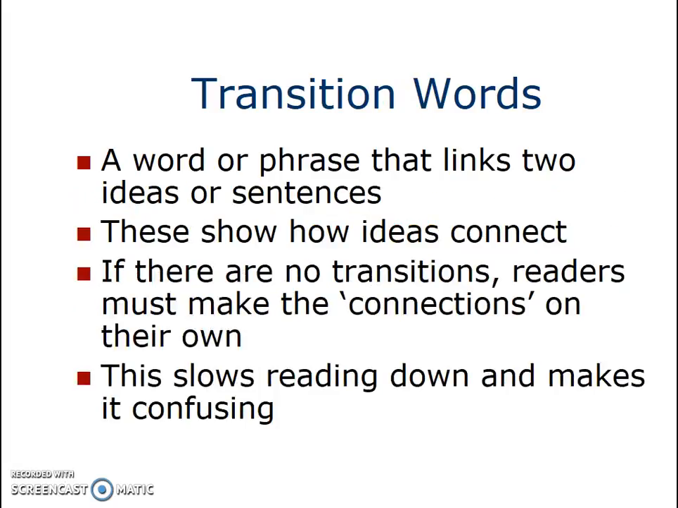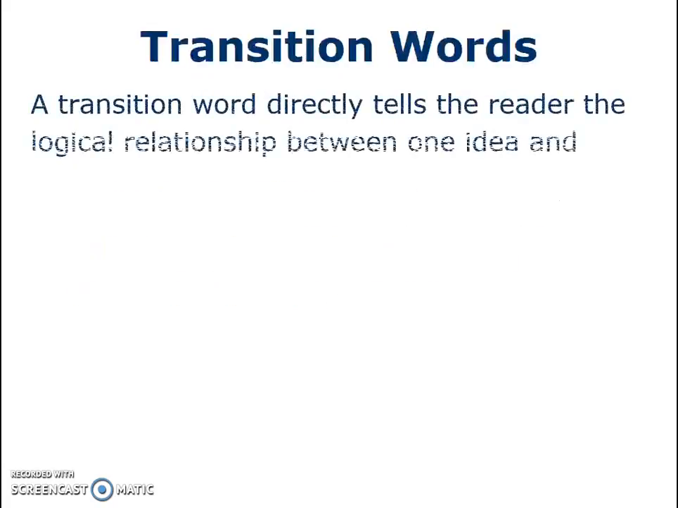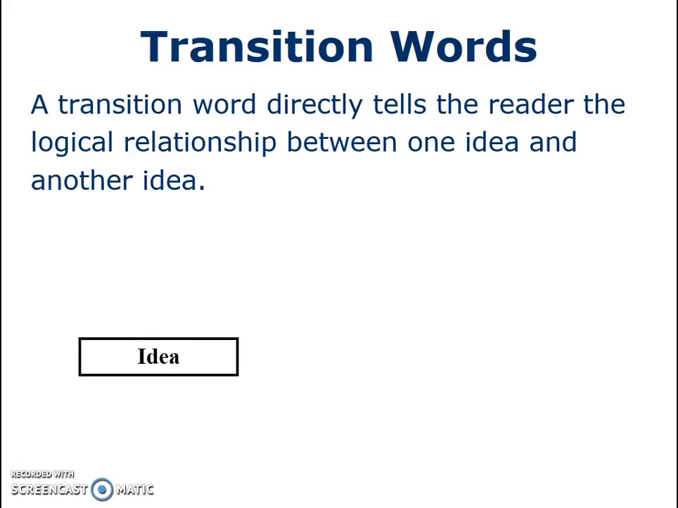Transition words: a word or phrase that links two ideas or sentences. These show how ideas connect. If there are no transitions, readers must make the connections on their own. This slows reading down and makes it confusing. Remember, transition words can occur anywhere: at the beginning of a sentence, in the middle of a sentence, or at the end of a sentence. A transition word directly tells the reader the logical relationship between one idea and another idea.